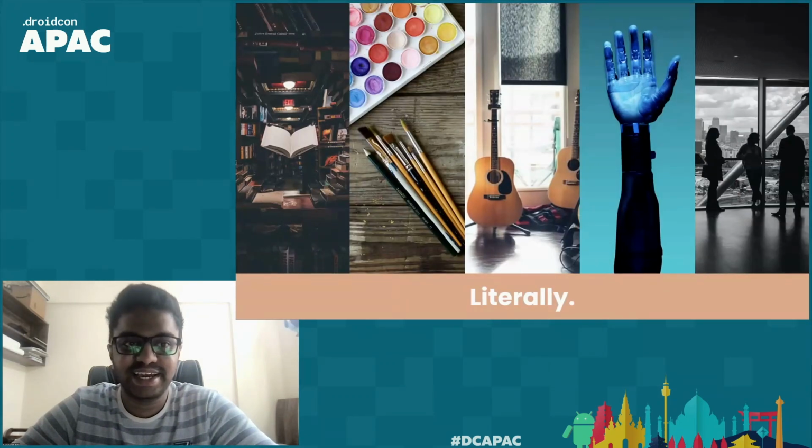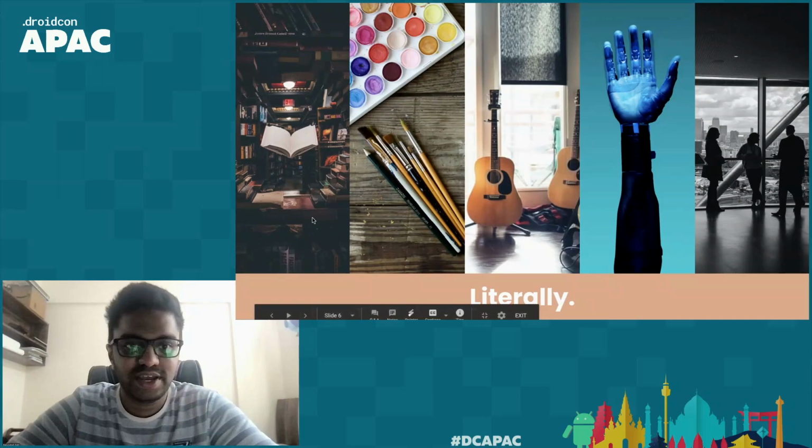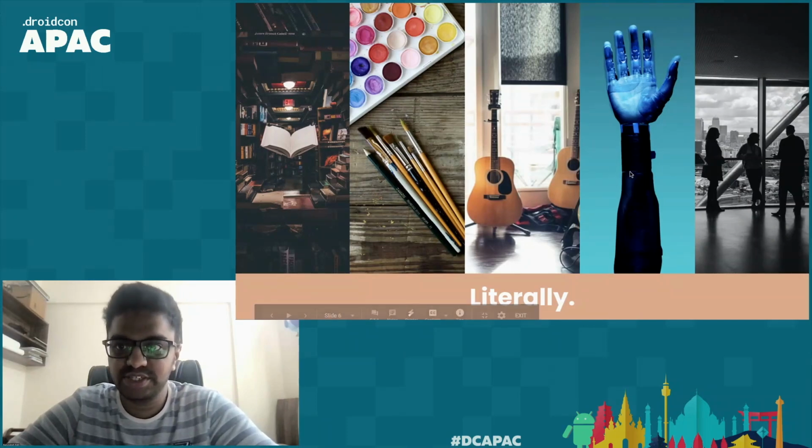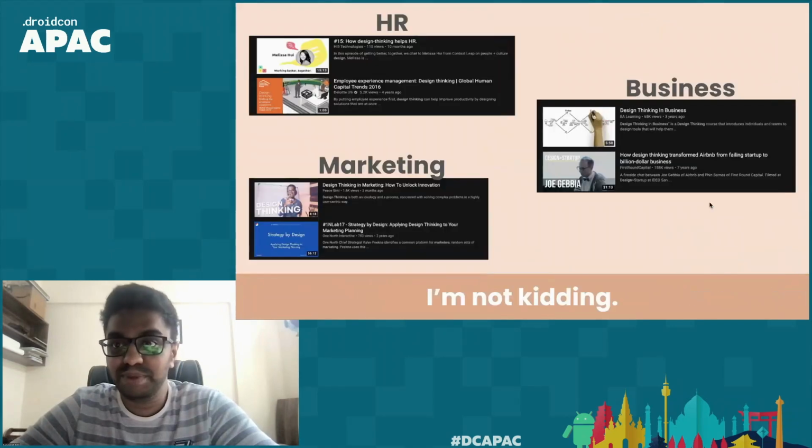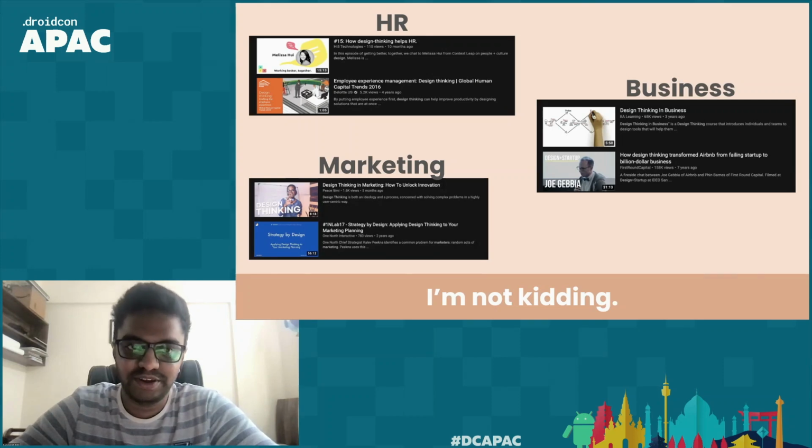Design thinking is used in literature, it's used in art, it's used in music, it's used in technology, it's used in business. And if you don't believe me, you can just do a simple search on design thinking in various fields on YouTube, and you'll see that design thinking is used in HR, it's used in business, it's used in marketing. So I'm not kidding when I say design thinking is for everyone.